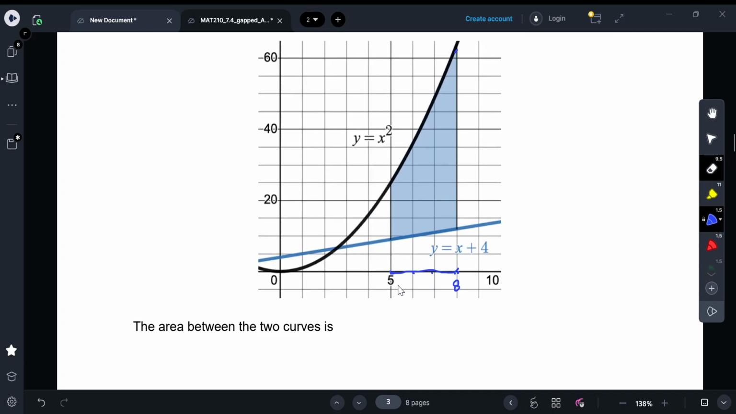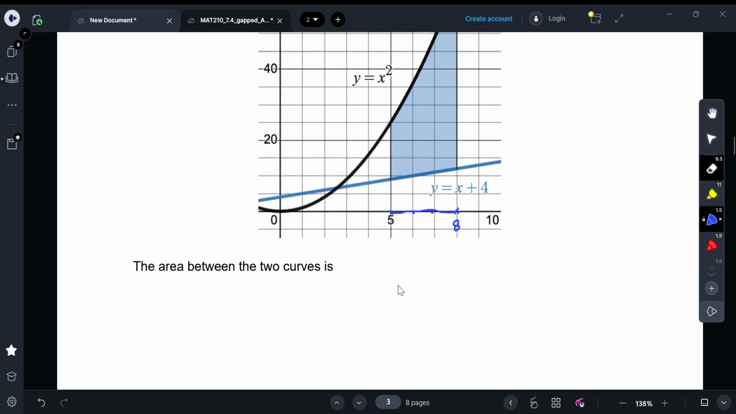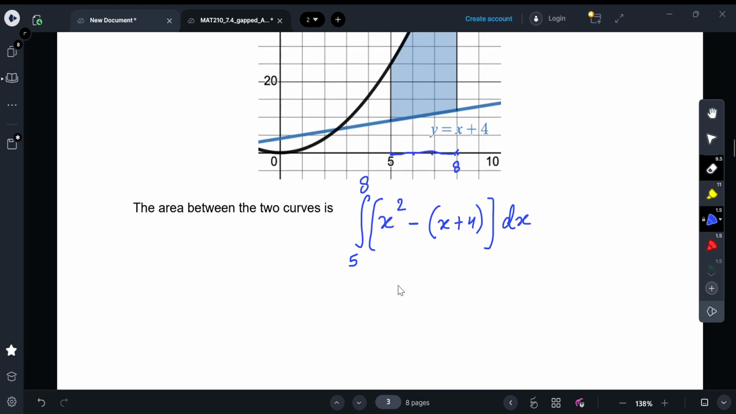So how should I set up the integral? How do I find the area between the curves using integrals? This will be the value 5 to 8, and because x squared is higher, x squared comes first. Subtract the lower function, which is the line x plus 4, and because the variable of integration is x here, you do a dx. Okay, now simplify. You are champions in solving the integral now.